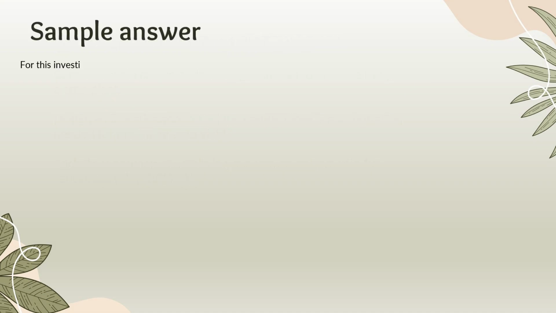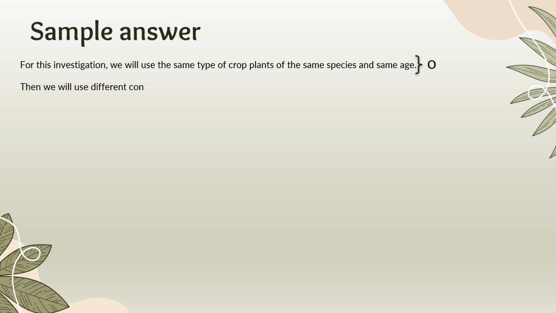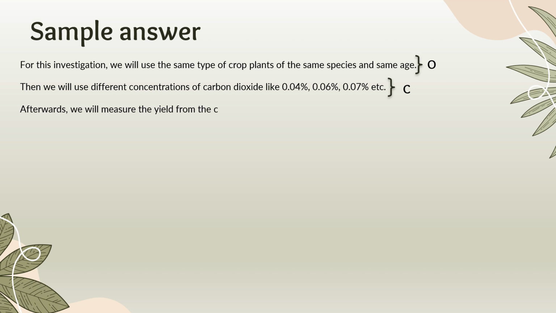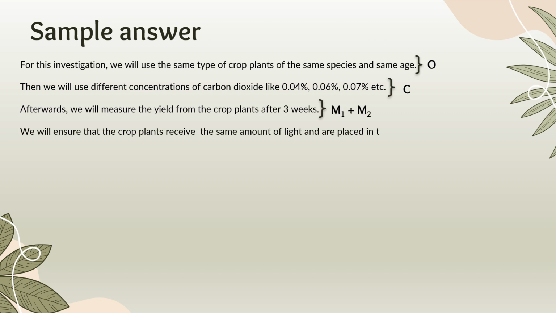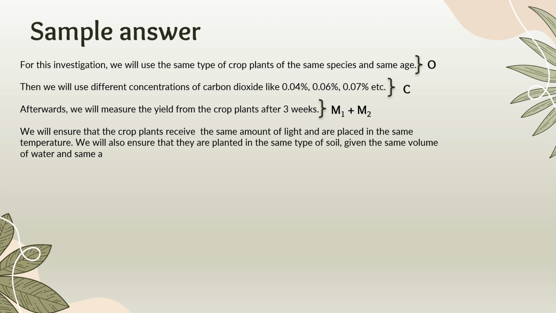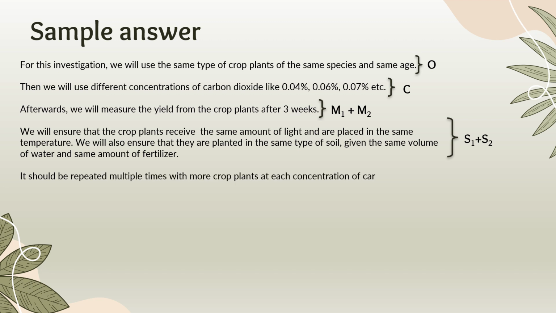Now, here's a sample answer from a student. For this investigation, we will use the same type of crop plants of the same species and same age, starting with the organisms. Then we will use different concentrations of carbon dioxide like 0.04%, 0.06%, 0.07%, etc. The changes we will make. Afterwards, we will measure the yield from the crop plant after 3 weeks. The measurements M1 and M2 together.